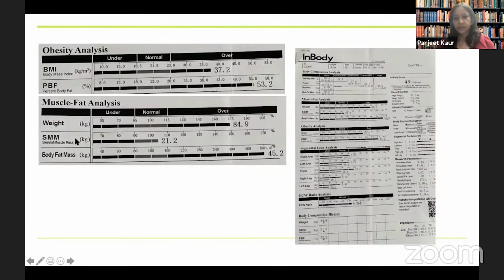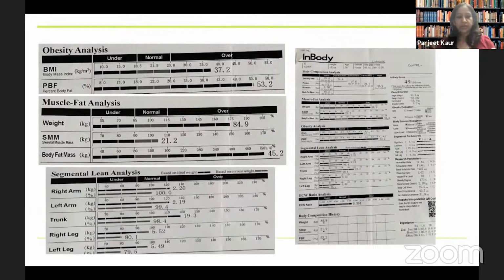Now, this is again a predicted equation. The equation again is derived from a specific population. So we cannot use a population-derived equation for any population. So that is where the error comes when we talk about measuring skeletal muscle mass by the BIA. However, it does give an idea of skeletal muscle mass as well. And as I just talked about segmental lean analysis, it gives the measurement of the various segments individually in terms of their lean mass.